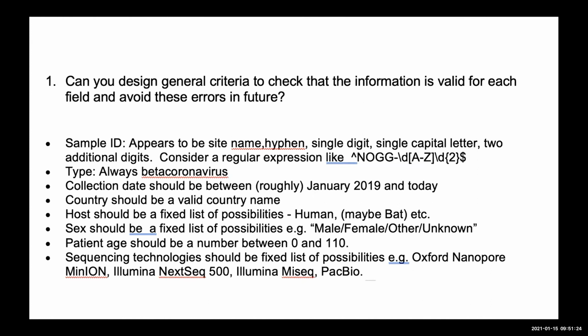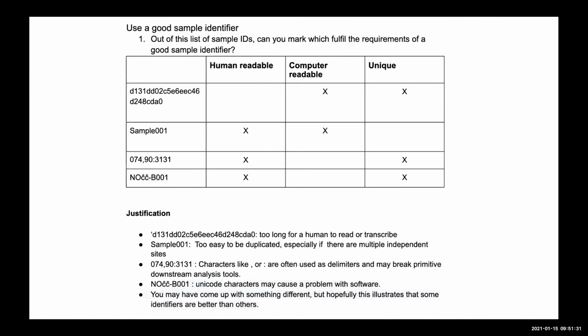Then there was a second question after that. I think it's on the next slide, where this was going back to when I was talking about sample identifiers, and I gave you a list of sample identifiers which meet different requirements. So a good sample identifier should be human readable, computer readable, and unique. And each one of these only partially meets those requirements.